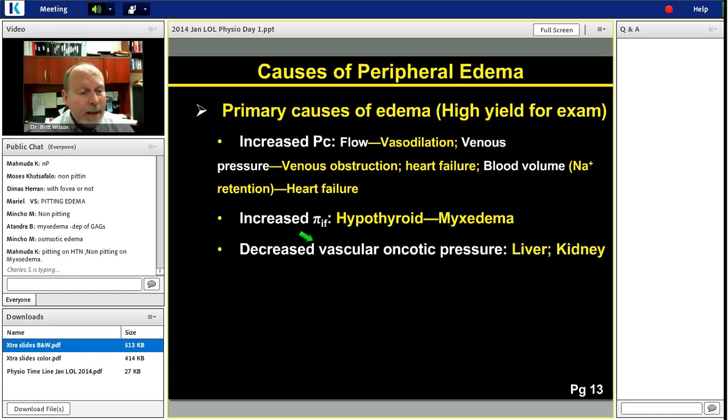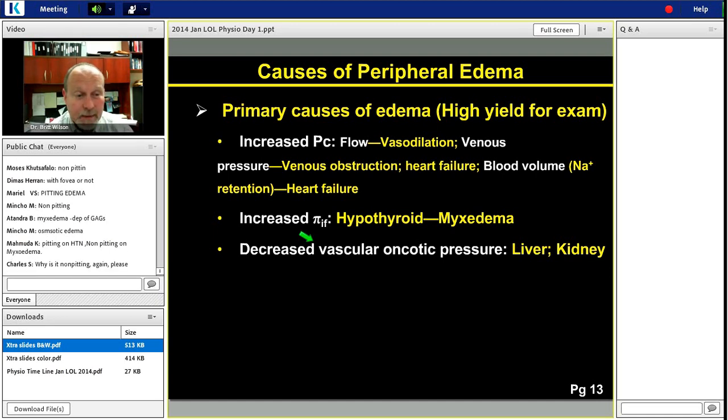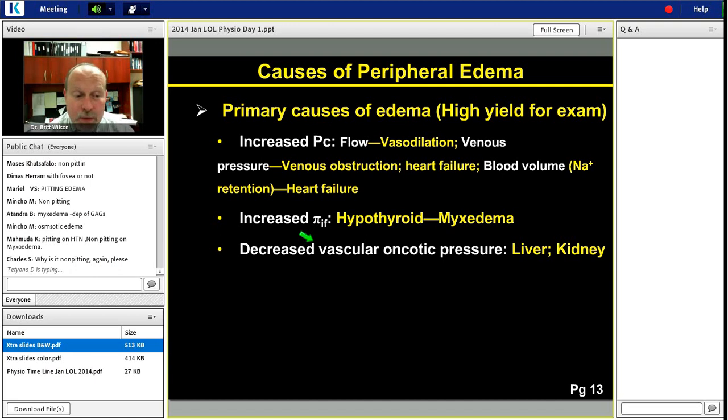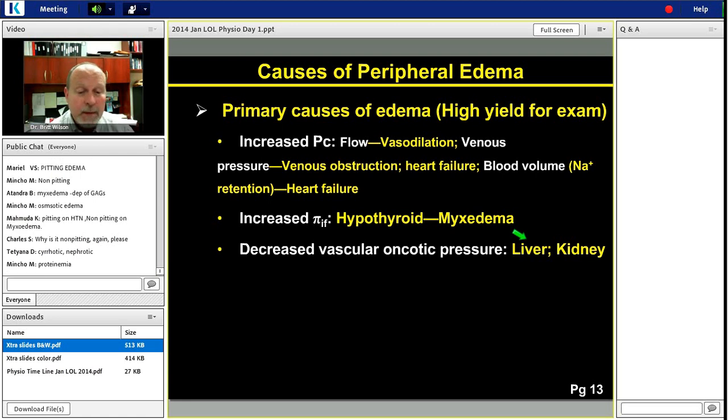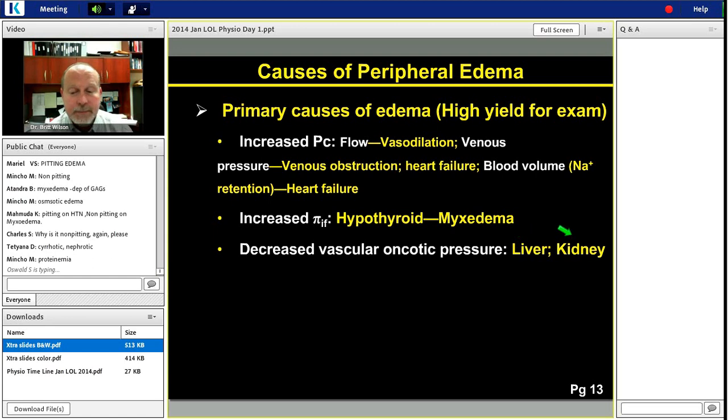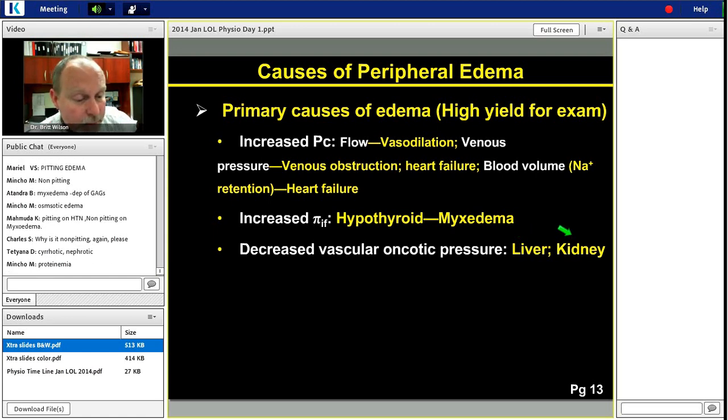All right, if I lose the osmotic forces in the capillary, then I'll promote filtration because I'm losing absorption. What can do that? Well, where's albumin made? The liver. You go into liver failure, you lose albumin, you lose vascular oncotic pressure, edema. The other one in the kidney is nephrotic syndrome.